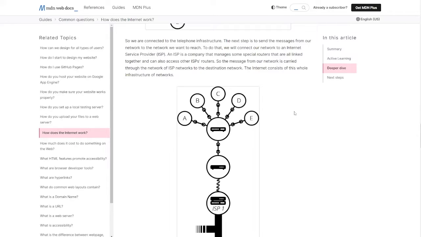An ISP is a company that manages some special routers that are all linked together and can also access other ISPs' routers. So the message from our network is carried through the network of ISP networks to the destination network. The internet consists of this whole infrastructure of networks.